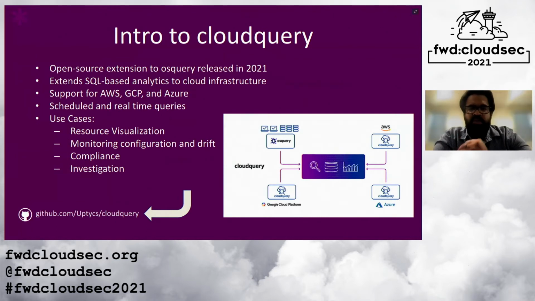Now, coming to introduction to Cloudquery. So it's an open source extension to osquery, which was released in 2021. It extends the SQL-based analytics to cloud infrastructure. So just as we saw with osquery, Cloudquery is an extension. So you can just take the SQL queries and start writing queries against your cloud data. Let's start from EC2 instances if you want to see what instances are running, like what regions they are running in, and so on. And Cloudquery supports all the three major cloud providers, AWS, GCP, Azure.